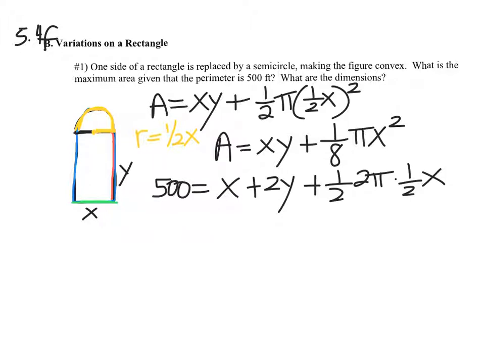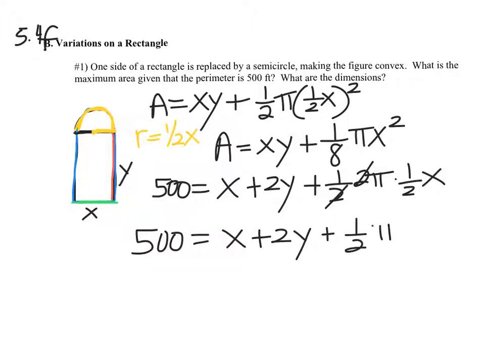It doesn't matter whether 2 pi r is in parentheses. I'm going to multiply all that together anyways. So it's half the circumference of the circle. 1/2 2 pi r, and r is 1/2 x. So let's fix this up a little bit. 500 equals x plus 2y, and then all of this is going to be 1/2 pi x. Or you can say pi over 2x if you wanted to. Or 1/2 pi x. It doesn't matter.